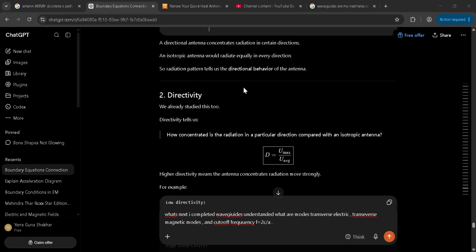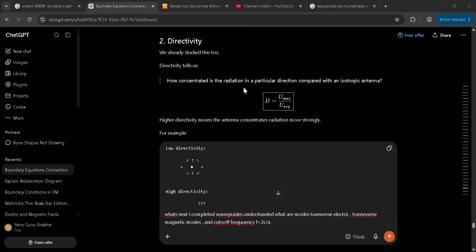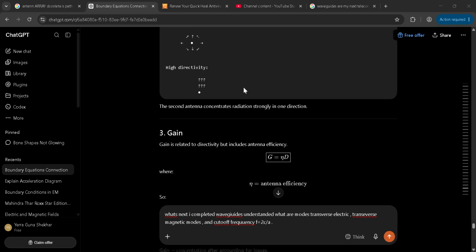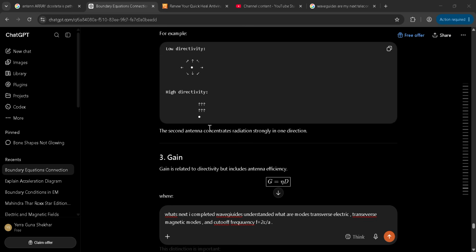Directivity tells us how concentrated is the radiation in a particular direction compared with an isotropic antenna. D equals U max by U average. Higher directivity means the antenna concentrates radiation more strongly. For example, this is low directivity, this is high directivity. The second antenna concentrates radiation strongly in one direction. You can see the directions. It is concentrating the radiation in one direction very strongly rather than this. So high directivity means high concentration.